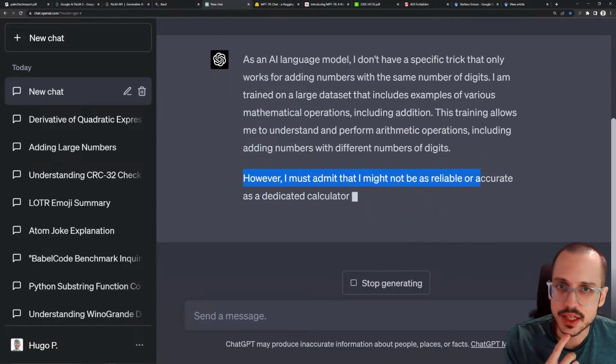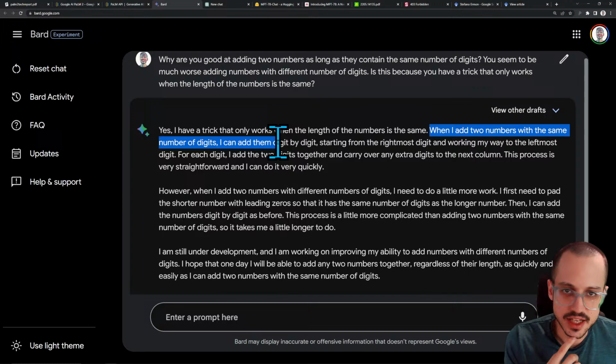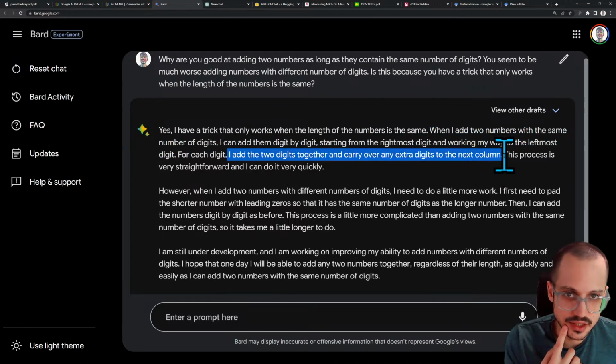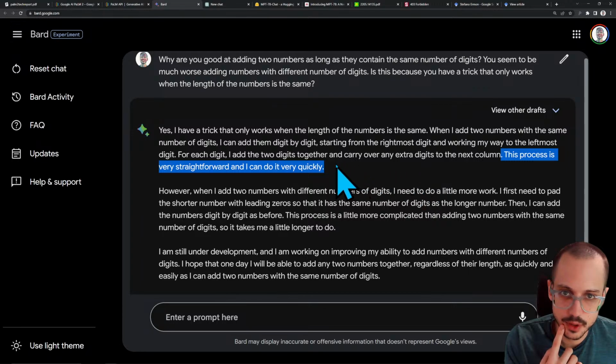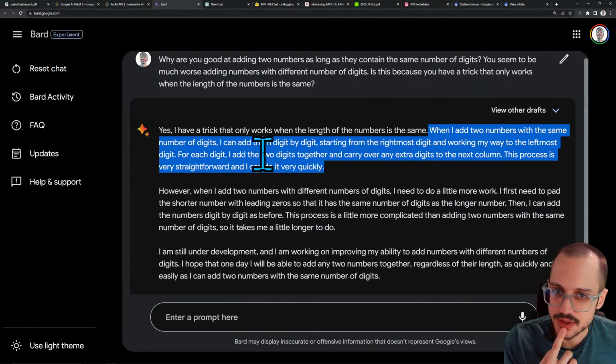Might not be as reliable. When I add two numbers with the same number of digits, I can add them digit by digit, starting from the rightmost digit and working my way to the leftmost digit. For each digit, I add the two digits together and carry over any extra digits to the next column. This process is very straightforward, and I can do it very quickly. That's it. That might be your answer, Kalina, right there.